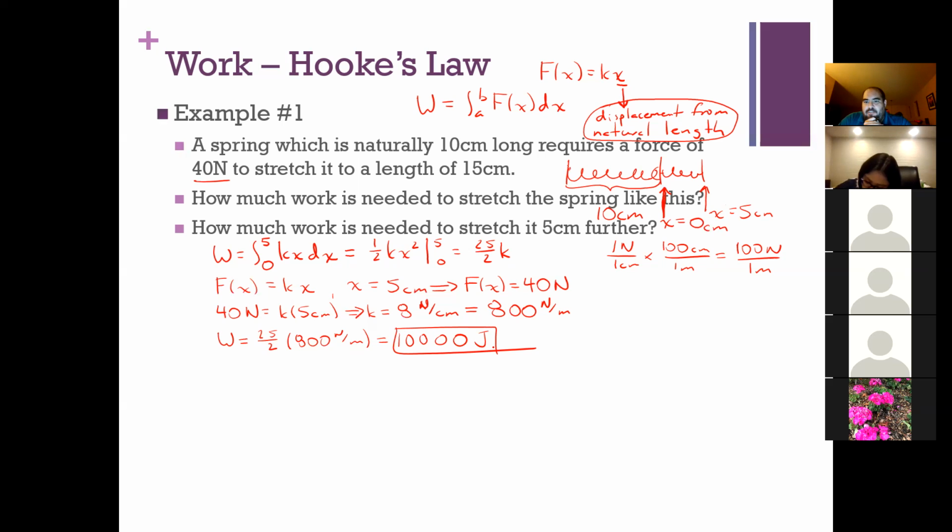X, on the other hand, I can stretch this spring or compress it to any value of x. X is going to vary. But K is constant. We just didn't know what its value was yet. So because of that, we can make the integral just treating K as a constant. Do we agree with my number of 10,000 joules?